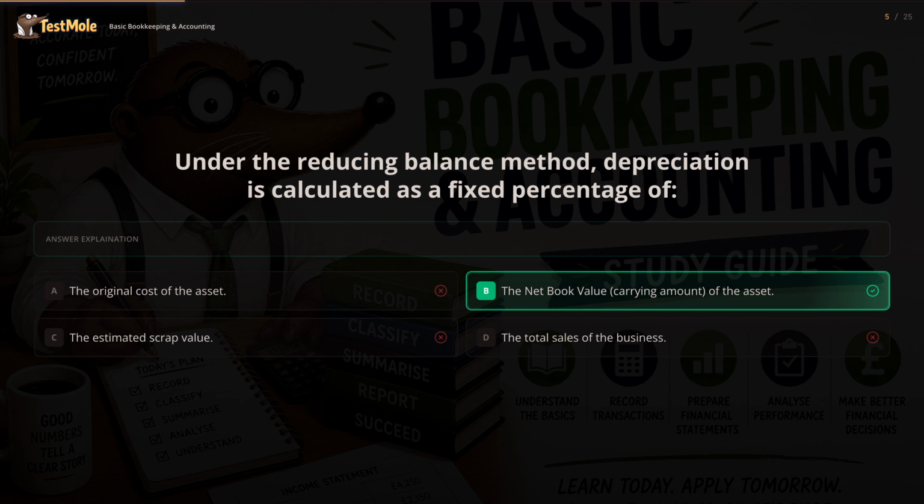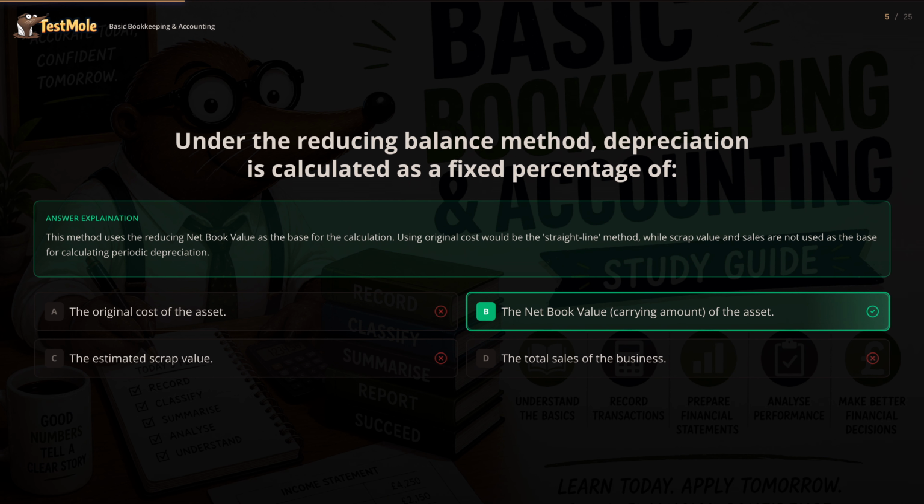The answer is B. This method uses the reducing net book value as the base for the calculation. Using original cost would be the straight-line method, while scrap value and sales are not used as the base for calculating periodic depreciation.